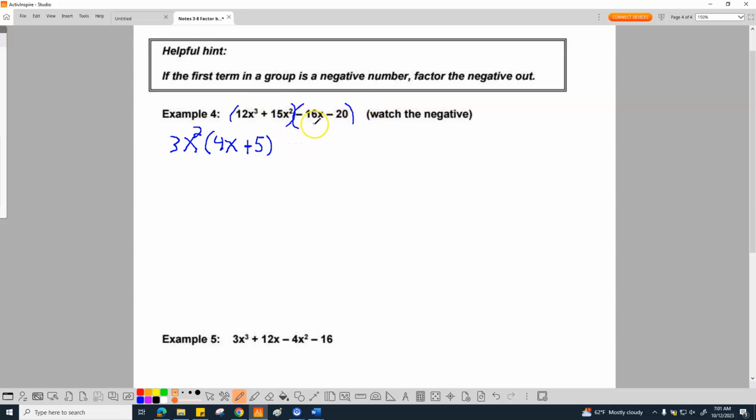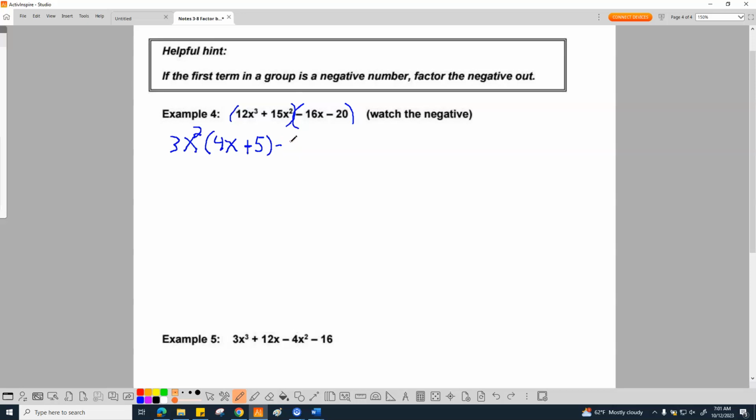Now, check it out. Watch the negative. If the first term in a group is a negative, factor the negative out. So that just means in this case, in this group, this negative 16x and minus 20, you see that negative? Take it out. It's not that big of a deal. So do they both have letters? The answer is no. Do they both have negatives? The answer is yes. No big deal, especially the first one. And now, can they divide by anything? 16 and 20 are both divisible by 4. So I'm going to pull out a negative 4 in this problem.